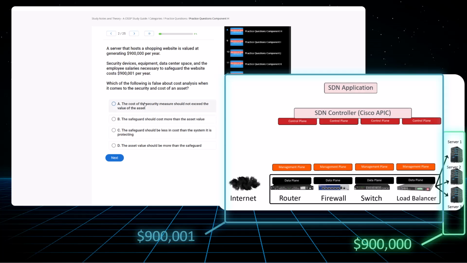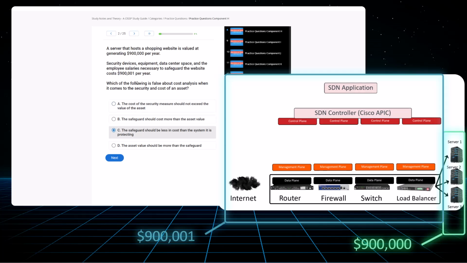Yeah. So the cost of the security measure should not exceed the value of the asset. That's true. The safeguard should cost more than the asset value. That's not right. That's false. Choice C, the safeguard should be less in cost than the system it is protecting. That's true. Oh, I get it.